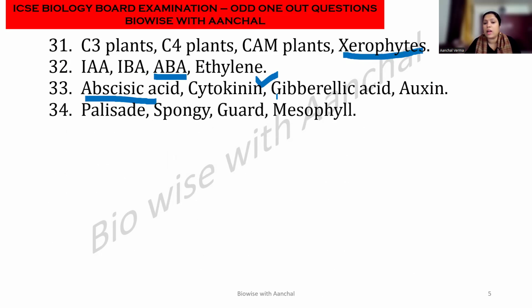Palisade, spongy, guard, and mesophyll cells. Here, palisade, spongy, and mesophyll cells are the types of mesophyll structure in the leaf, the layers of cells present in the leaf.